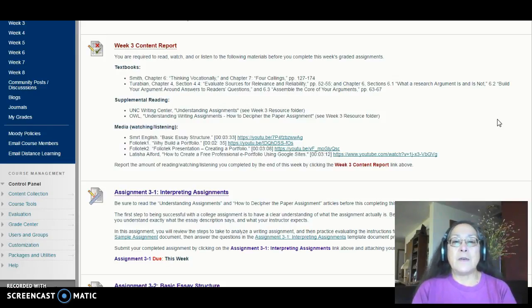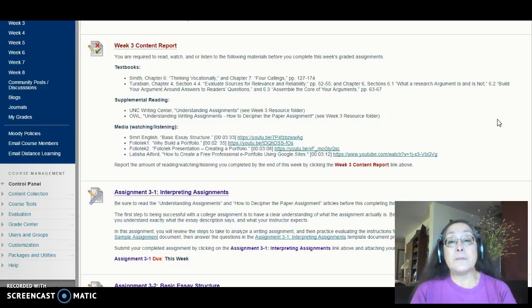Turabian, we're looking at evaluating sources for relevance and reliability. So that means looking at your websites, but not only websites, also research materials. How do you look at all of that and make sure it's reliable, it's relevant, it's what you need? Also looking at what a research argument is and what it is not. How do you build your argument around answers to a reader's question? That's all part of learning how to write an essay, making sure that you understand what it is you're trying to bring across to your reader.